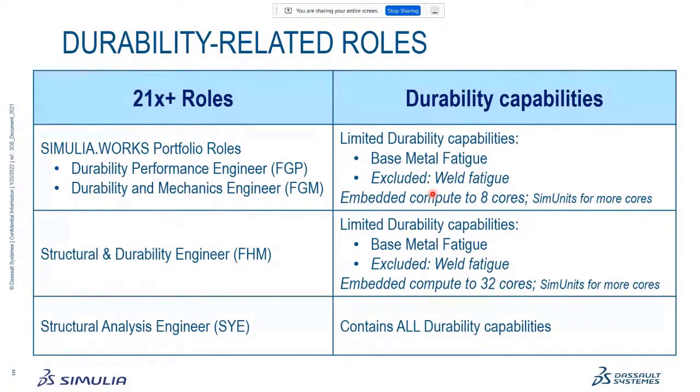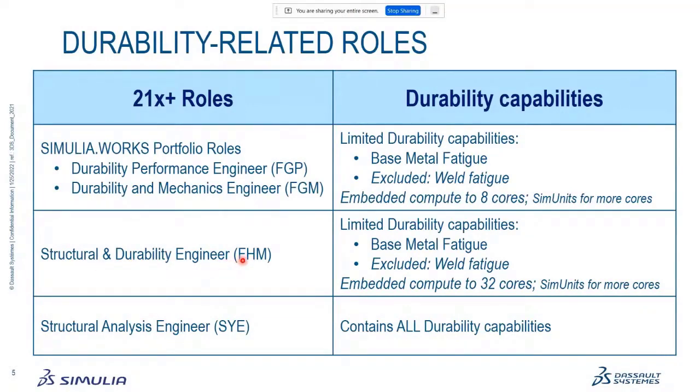You get embedded compute automatically up to 8 cores, and you can use sim units or tokens if you want to run on more cores. Just as a note, whereas Abaqus can use MPI, multiple compute nodes, FESafe really only runs on one compute node, but these days people have lots of cores on that one node, so it's not normally needed to go beyond that.